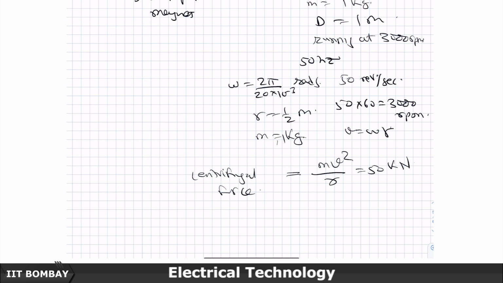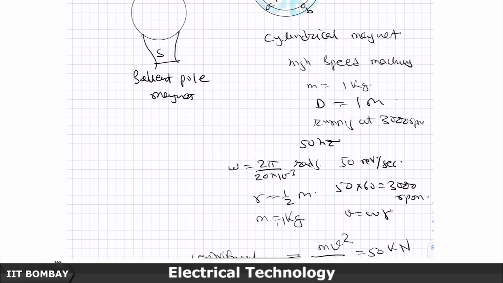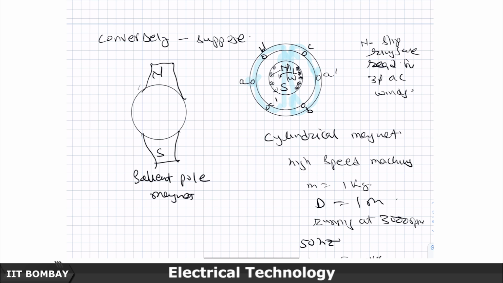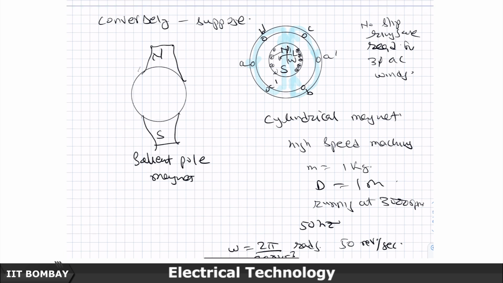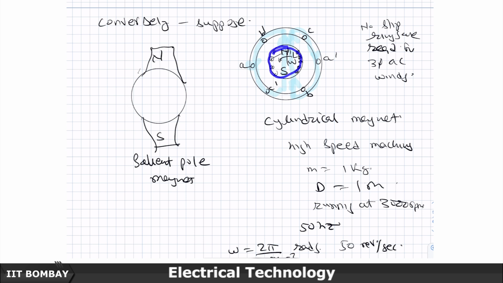That is a very large centrifugal force. So, if you had this kind of a salient pole construction, rotating at 3000 rpm, these flyaway forces, that centrifugal forces, will make it very difficult to hold them here. But in a construction like this, which is solid and embedded in this, the forces are much more controlled.